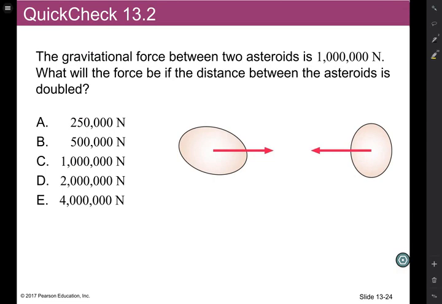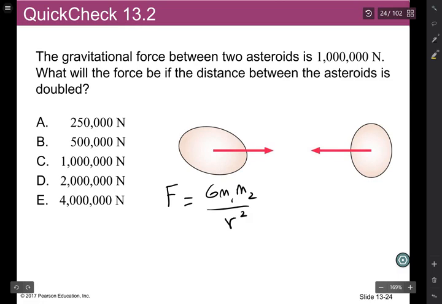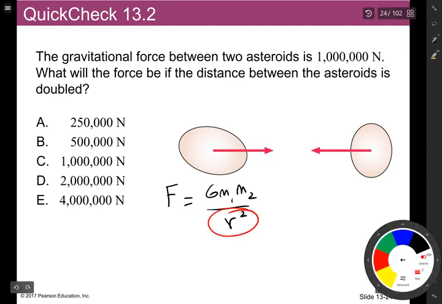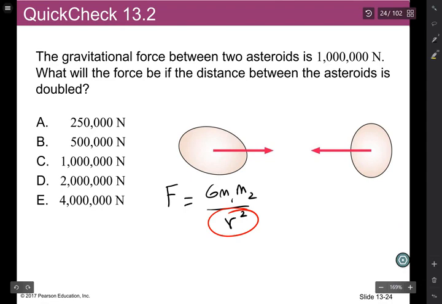Okay, so a bit more math, right? We were told these two asteroids have a 1 million Newton force between them. Now we're going to double the distance and ask what happens to the force. Well, we know that in general, right, that's our law for forces. And the thing that we're changing is that, right, the distance.